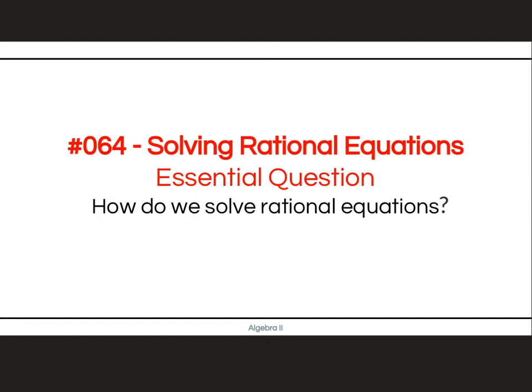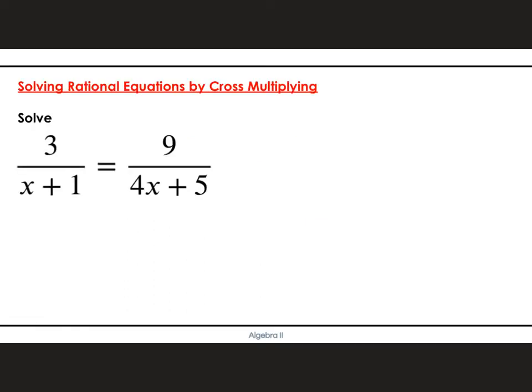Number 64, solving rational equations. Your essential question: how do we solve rational equations? So, our first method for solving rational equations is cross multiplying.